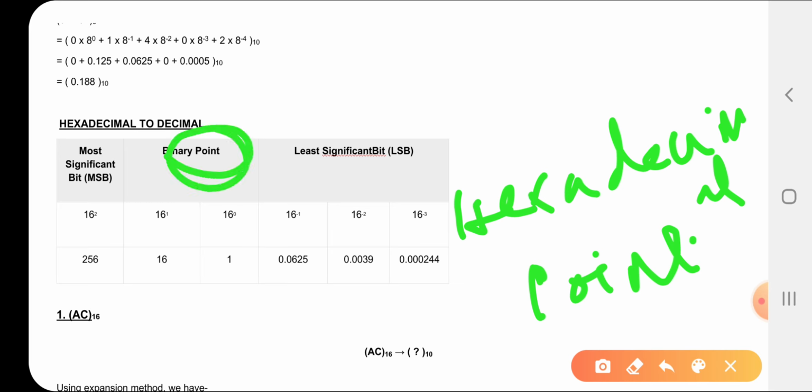Okay, here you have it correct. So here it is a hexadecimal point. So they have given what is most significant bit and least significant bit. Okay, so the least significant bit is the last digit in the fractional part.